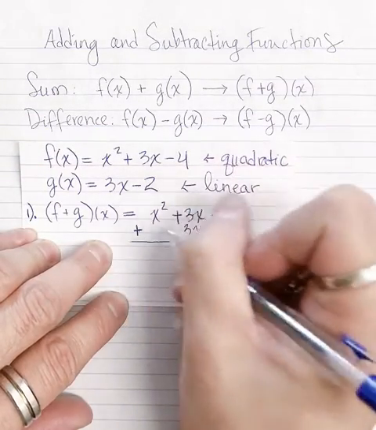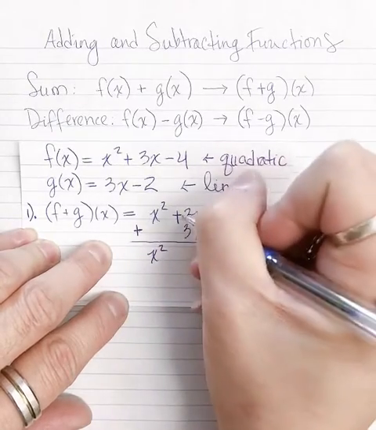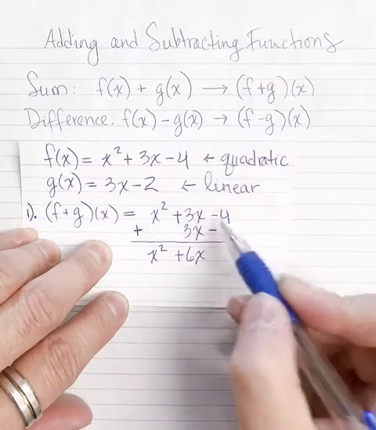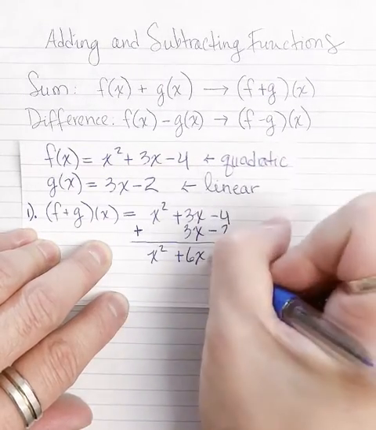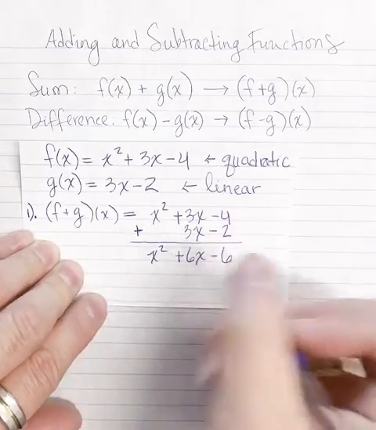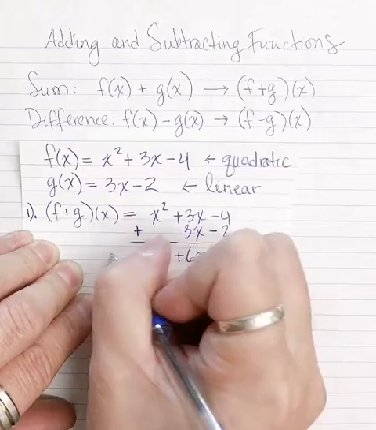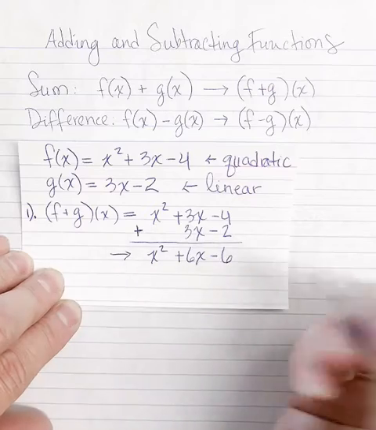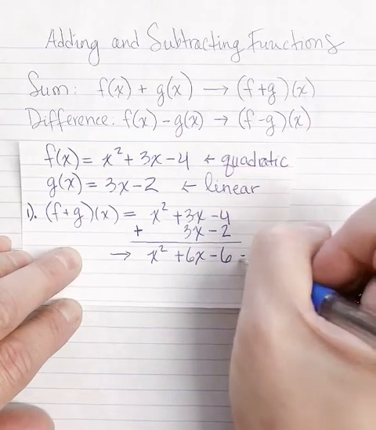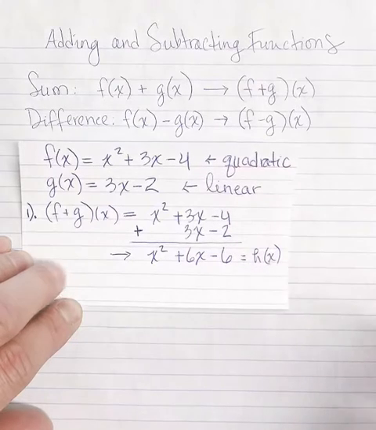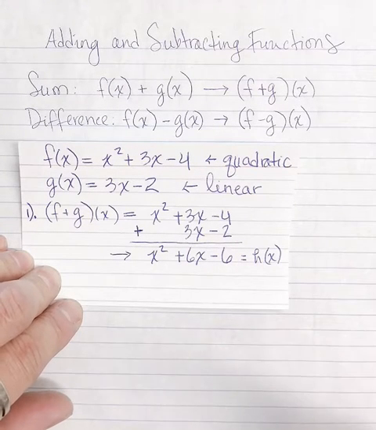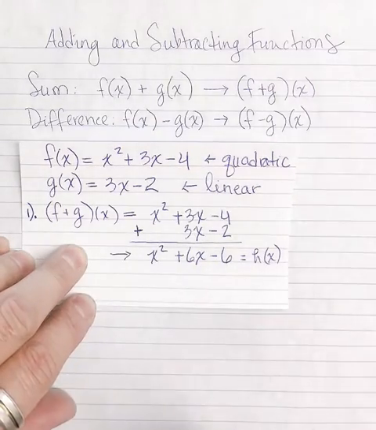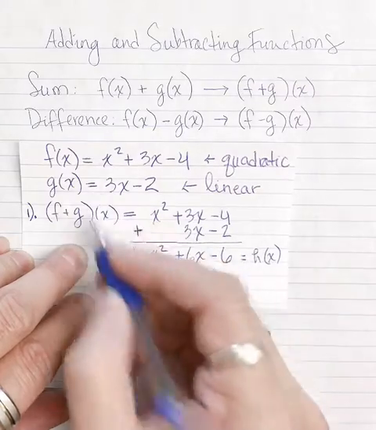So x squared plus nothing is just x squared. And then 3x plus 3x will give me positive 6x. And then I have negative 4 plus a negative 2, which results in a negative 6. So this new function that I just got is the sum of these two functions. I might as well give it another name: you can call that h of x, or you can use s of x. You can use anything of x, right? You have the freedom to name your function. But this is the sum of these two functions, okay?